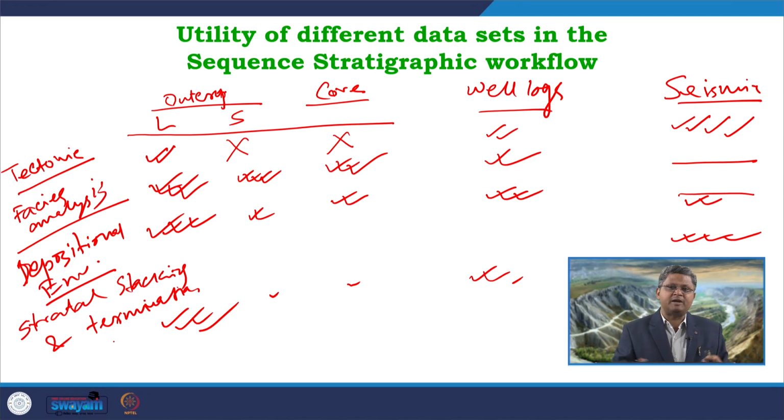So, from this particular table or this particular distribution, you can understand how these different data inputs have their merits and demerits. So, it is always suggested that you try to get input from all these areas, because each of them will give you a separate type of input which will be useful in the final sequence stratigraphic interpretation.